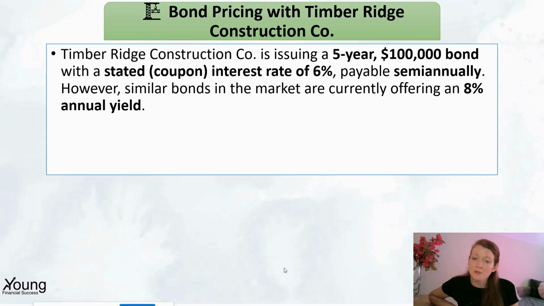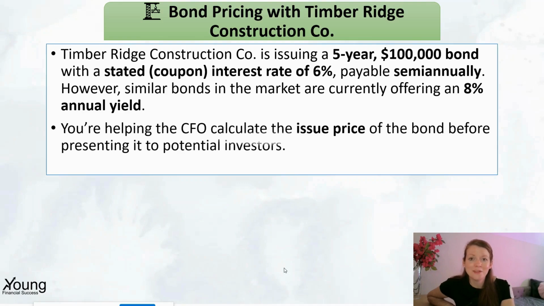However, similar bonds in the market are currently offering 8% annual yield. So annual interest rate. So okay, if I buy the bond from Timber Ridge, I'm going to get 6% a year, but I could go somewhere else to get a similar bond for 8%. Why in the world would I buy Timber Ridge's bond? So you're going to help the CFO, the Chief Financial Officer, calculate the issue price of the bond before presenting it to potential investors. Because here's the thing, if we're not offering as much interest as investors could find somewhere else, we have to give a discount on our bond. So instead of making the investors buy our bonds for $100,000, it's going to have to be less.